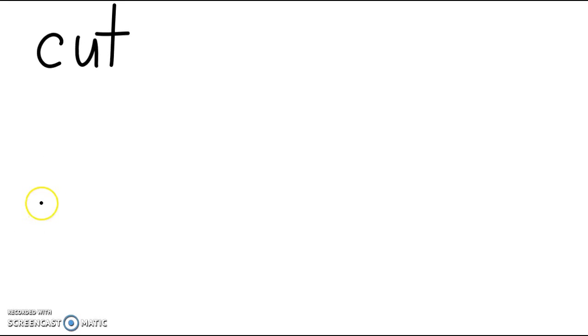This word is cut. Let's say it together 3 times. Cut, cut, cut. You might know this one. This word is said. Let's say it together 3 times. Said, said, said. This one is must. Let's say it together 3 times. Must, must, must.